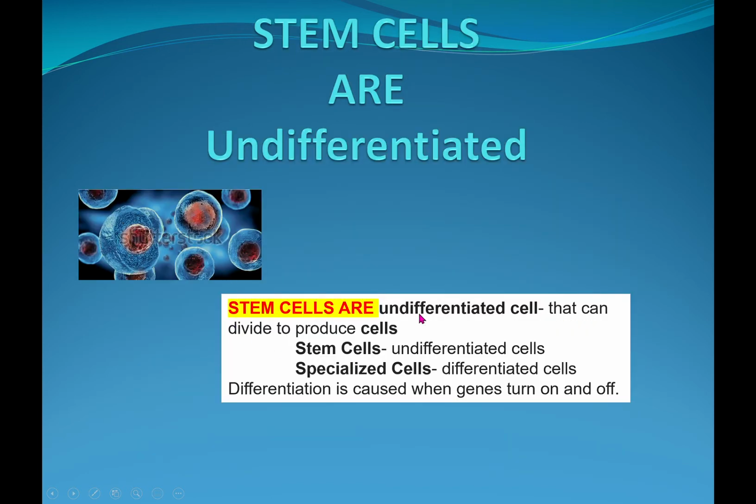So stem cells are undifferentiated because they are not specific. They're able to be undifferentiated because they could turn into anything. Specialized cells, once they become stem cells and turn into something else, then they become differentiated because genes have been turning off and on.